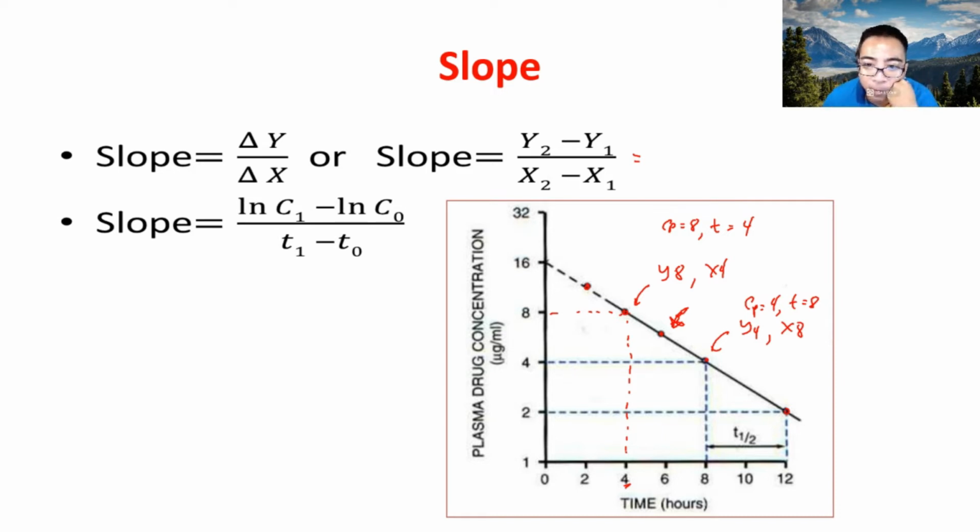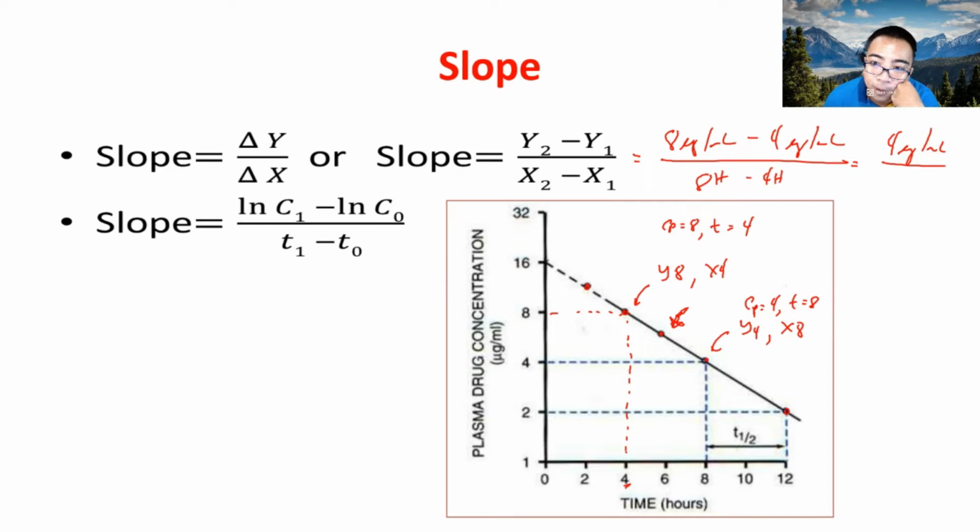So therefore, this can be 8 microgram per ml minus 4 microgram per ml over 8 hours minus 4 hours. And that would give us 4 microgram per ml over 4 hours, sorry, what is this? I got confused. So equals 1 microgram per ml per hour is its elimination rate.